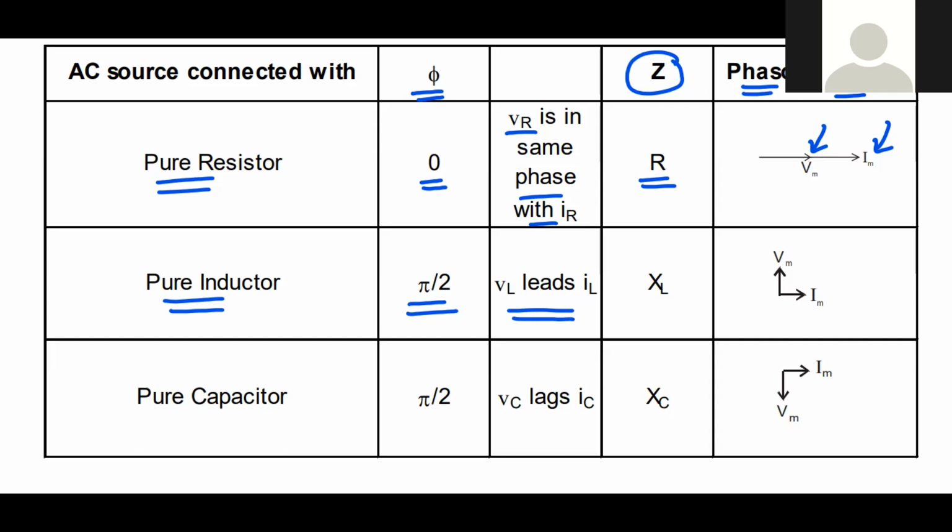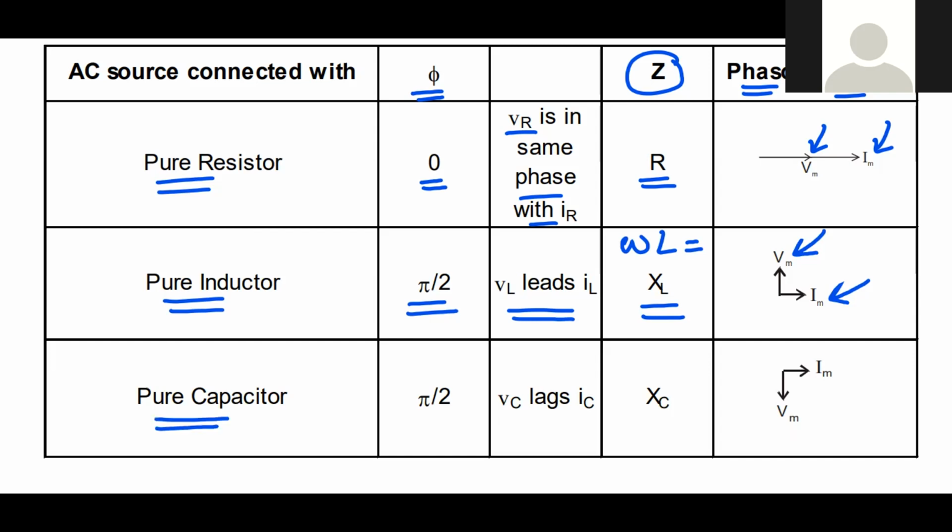Now this inductive reactance, which was omega L, instead of writing it as omega L, I can also write it as XL. X standing for reactance, L standing for inductive. Inductive reactance. Do we understand this? Current is behind by pi by 2 angle, voltage is ahead. Do we understand this? Yes, sir.